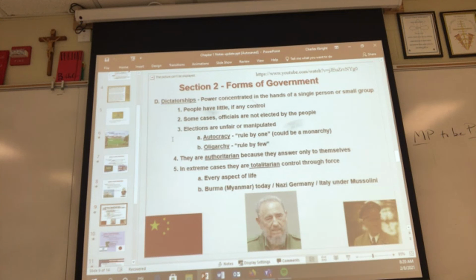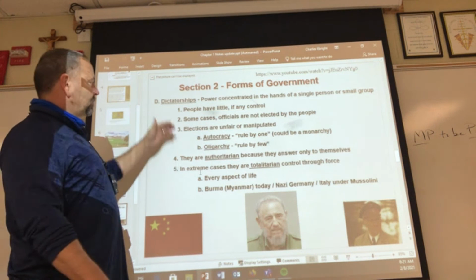Okay, what's next here? Totalitarian. This is an extreme type of dictatorship, ruling with an iron fist, if you will, controlling every aspect of life through force. So you look at, say, North Korea today, Nazi Germany. And this is where you get a little bit confused on the test with these different definitions.